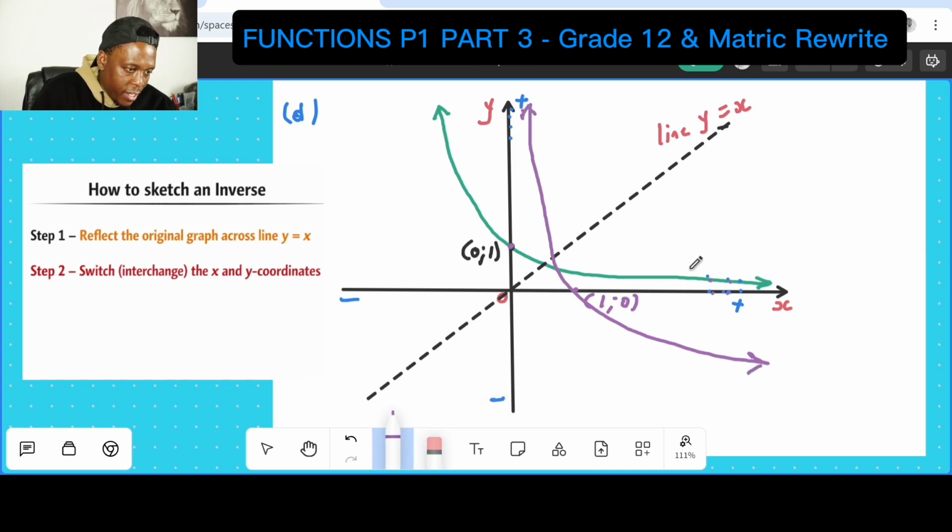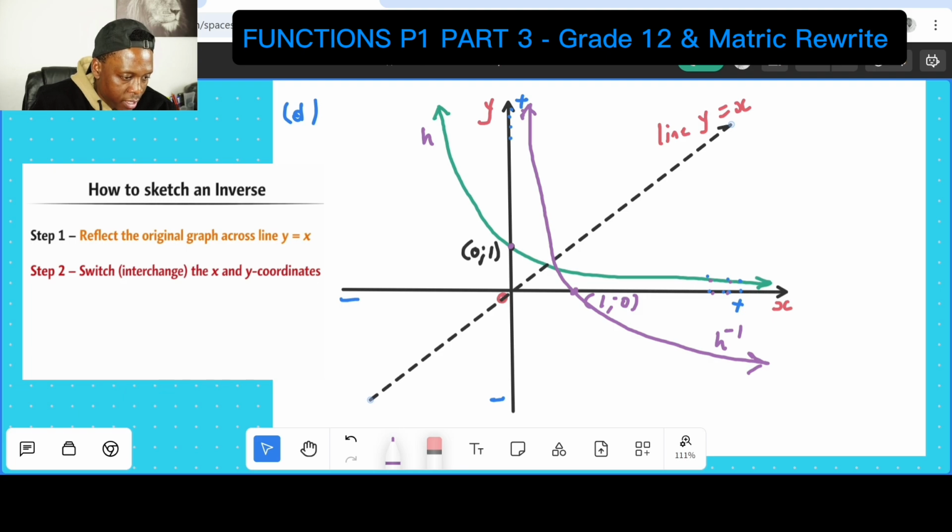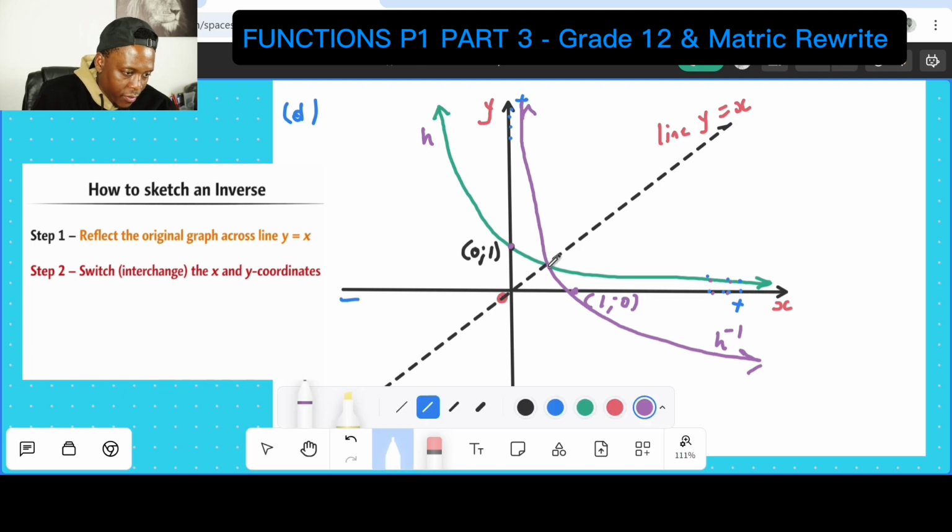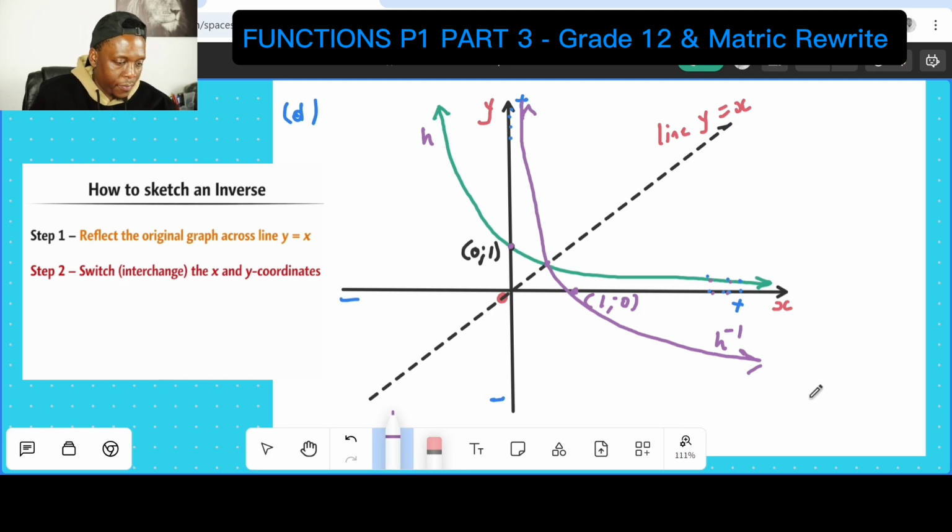So this is the inverse. It's cutting the x-axis at 1 is to 0. The original cutting the y-axis at 0 is to 1. The original is called h. The inverse is called h to the power negative 1. They are reflecting each other across line y is x. Cutting through here.